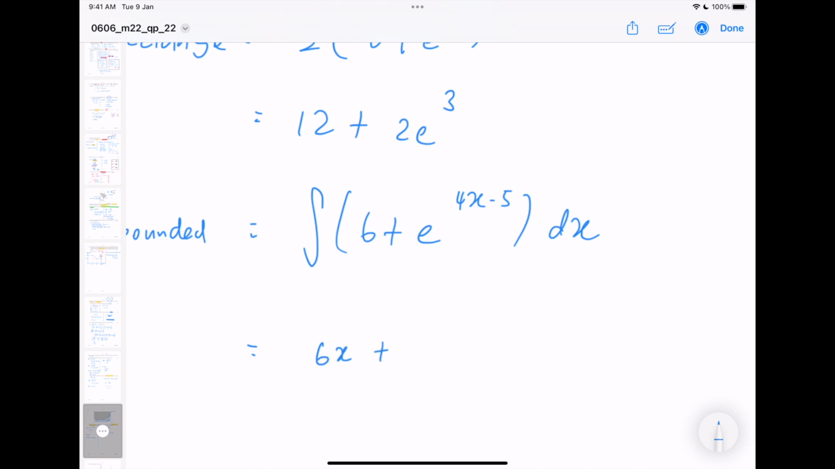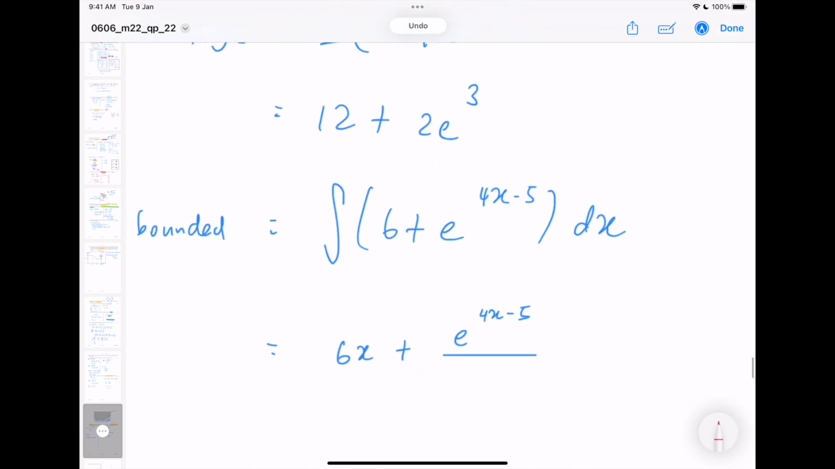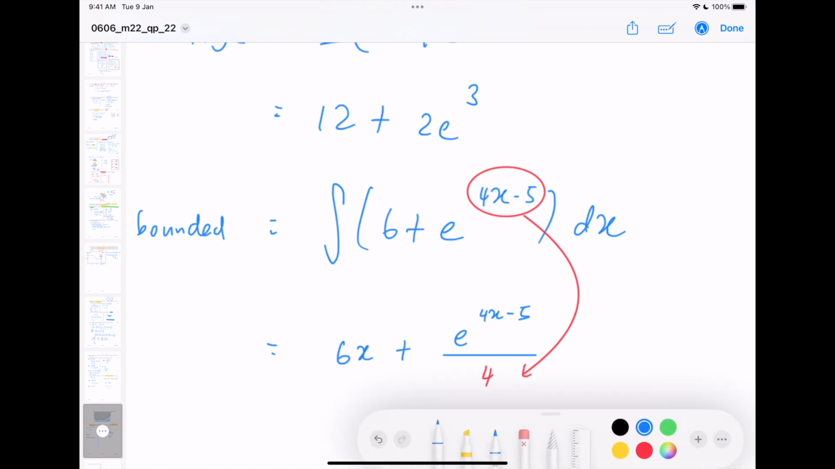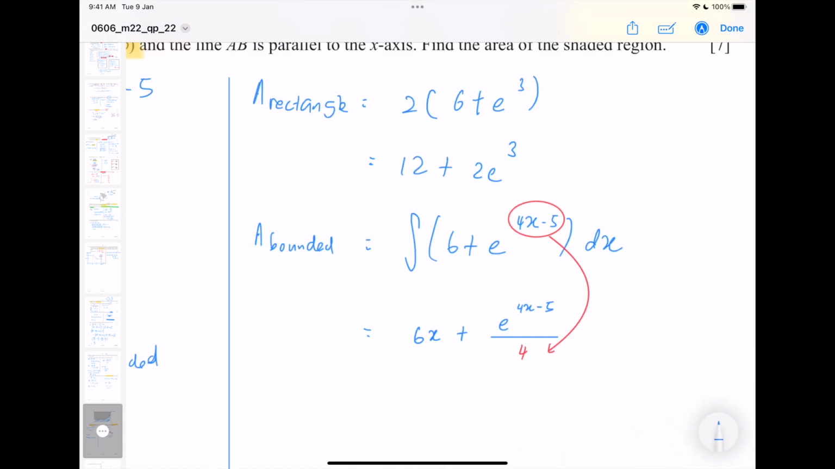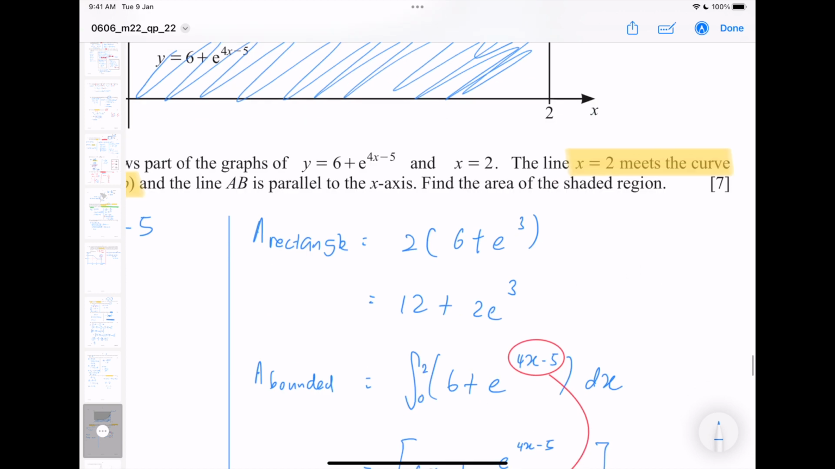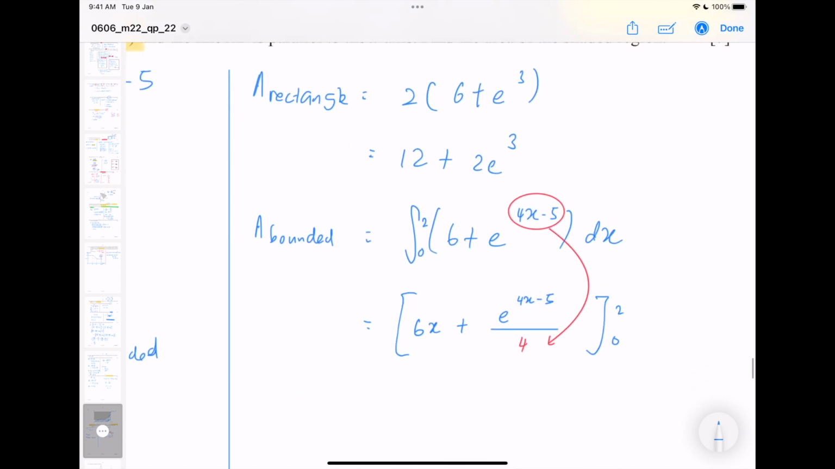But e will never change. It's still going to be e to the 4x minus 5, but what do we divide by? We divide by the derivative of that. When you differentiate 4x minus 5, you have 4. So don't forget that. And we want to bound it from 0 to 2, so don't forget it's from 0 to 2.